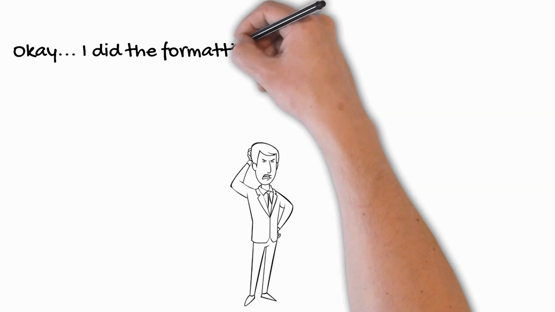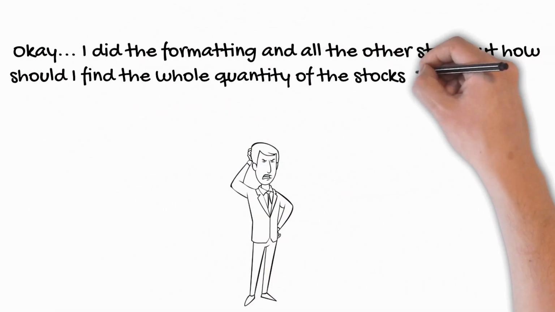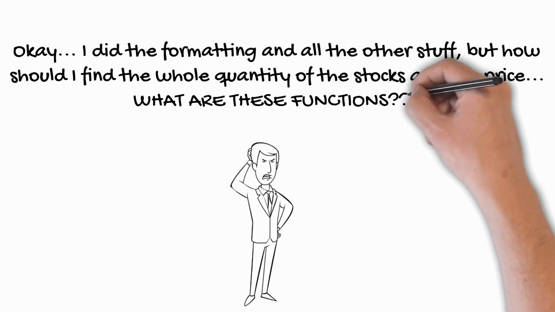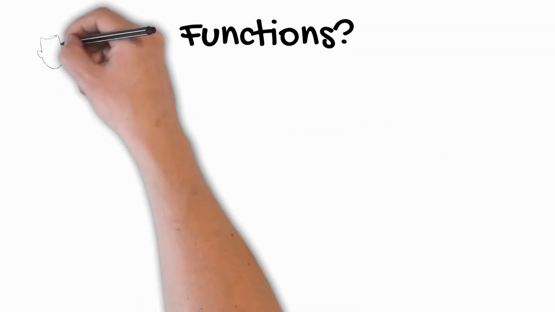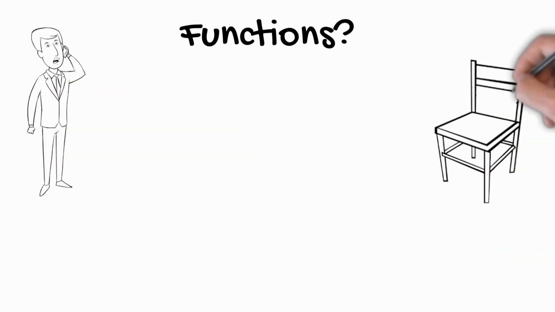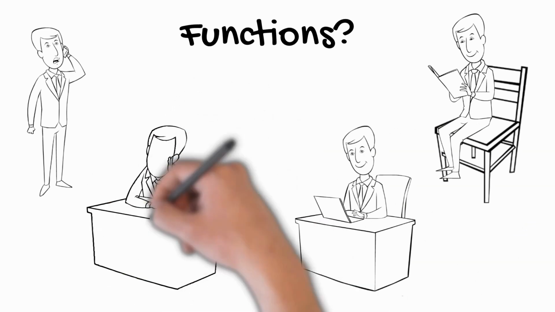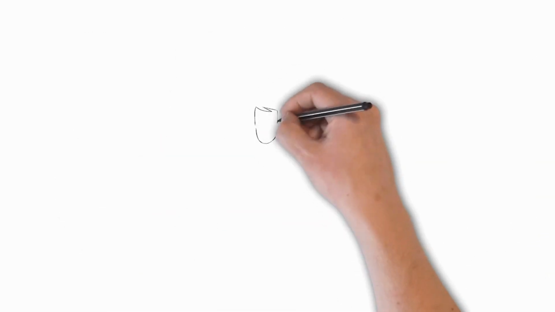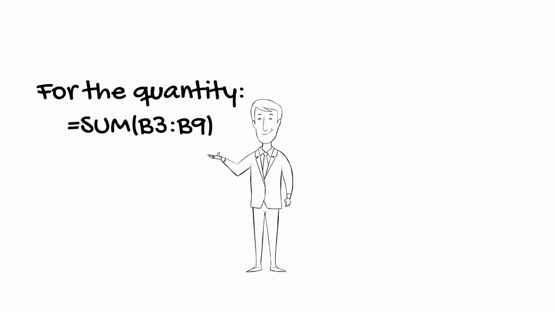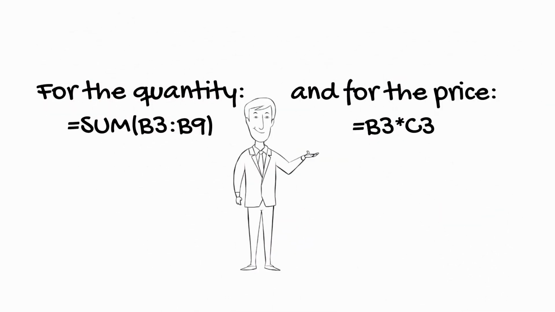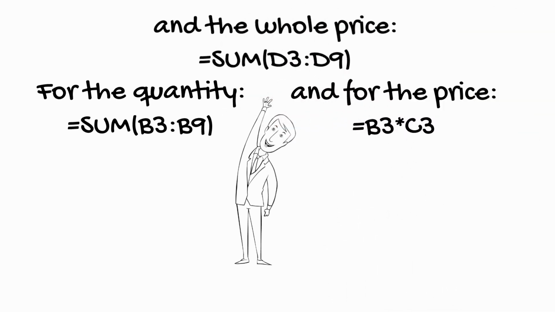So Joe figured out how to format the cells, but now he's left with finding the sum of the quantity of all products, the money he'll get from each product and the whole price sum. Functions. Oh right, equals SUM(B3:B9), equals B3 multiplied by C3, equals SUM(D3:D9).